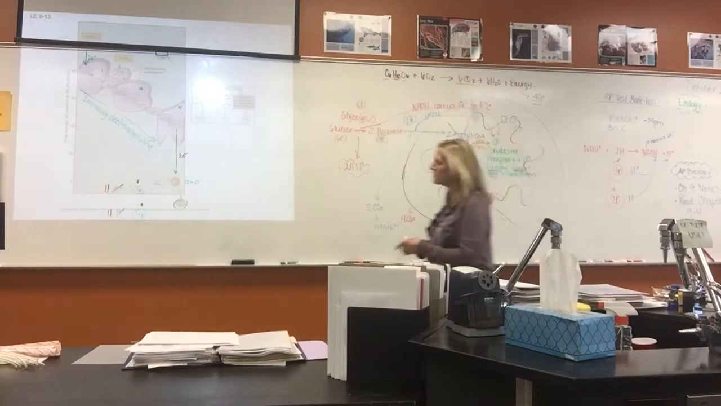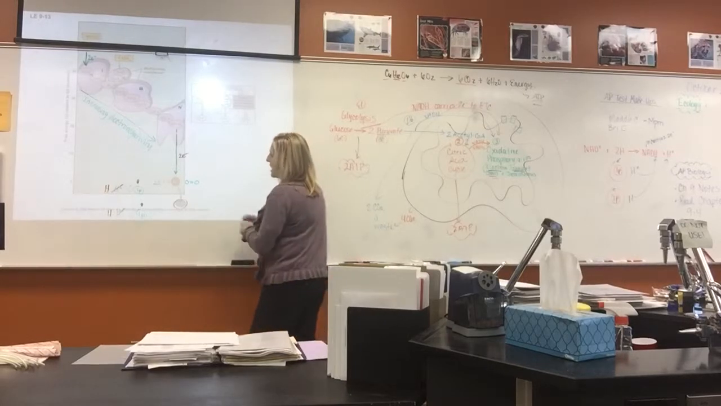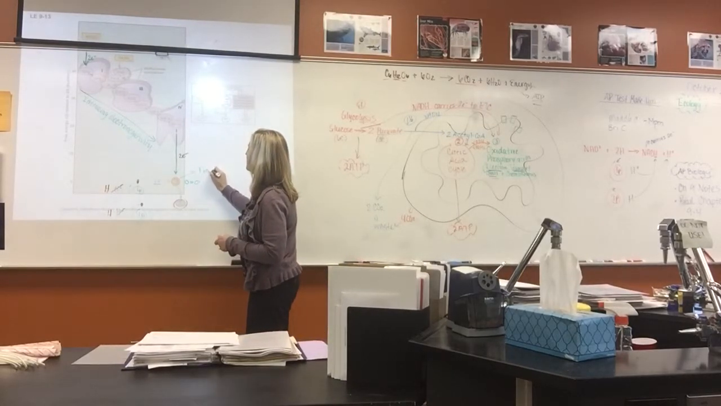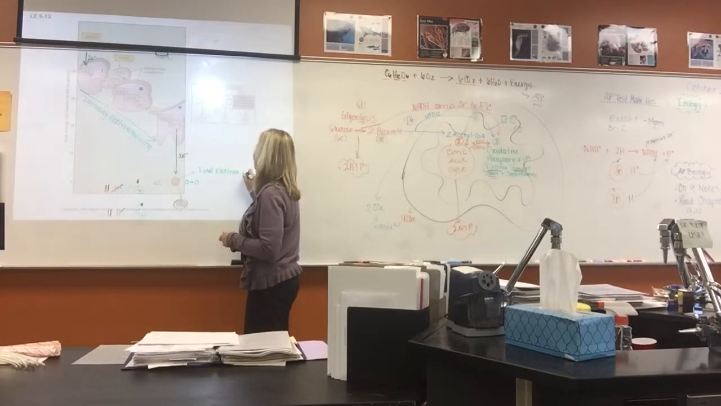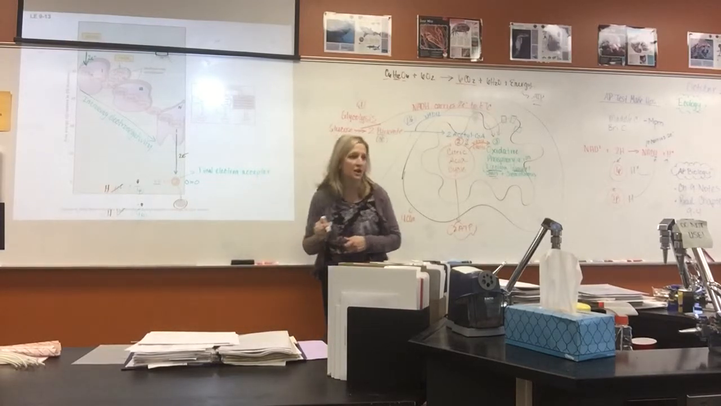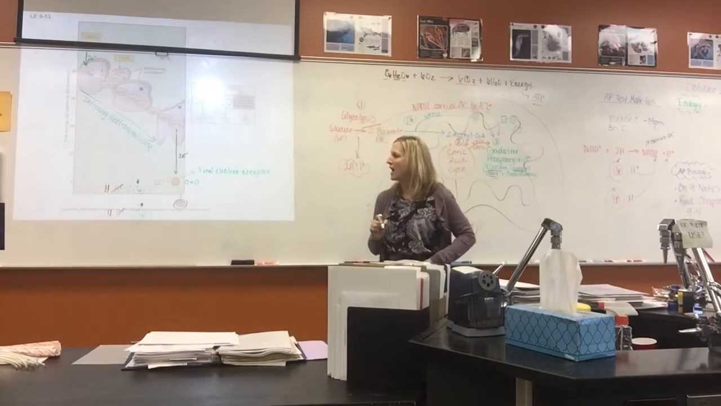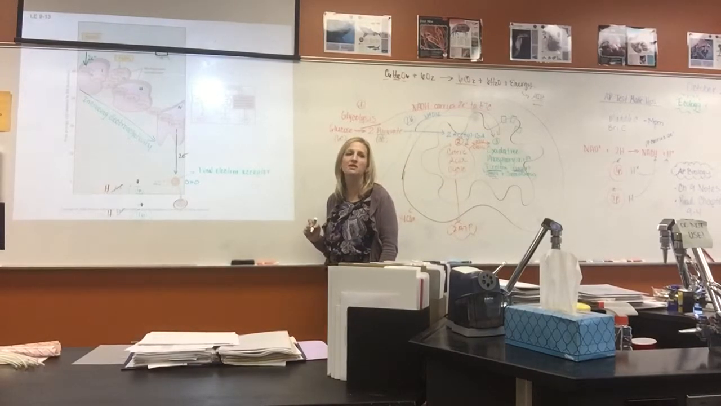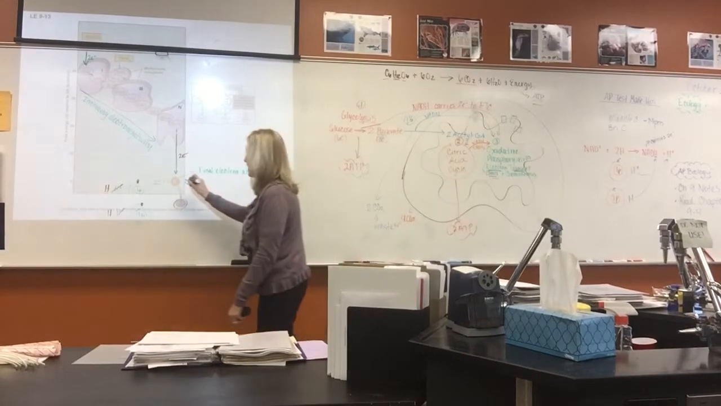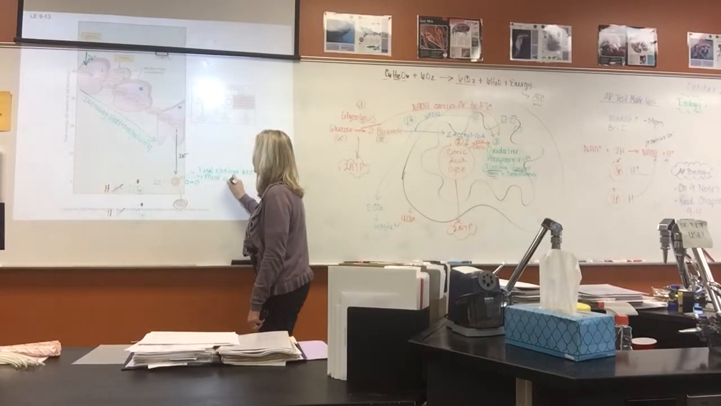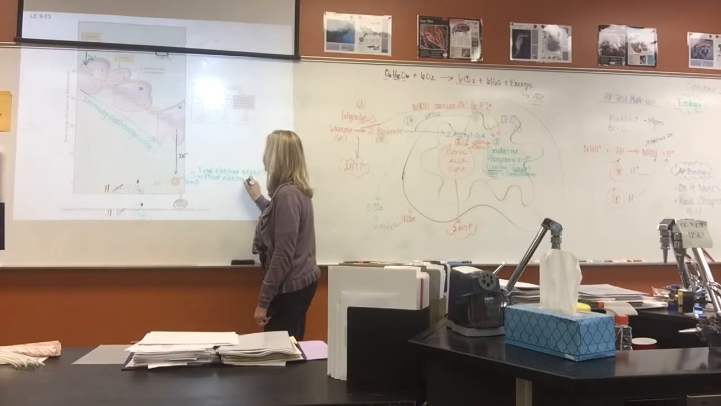So what's the role of the oxygen? The oxygen is what we call the final electron acceptor, because it's the last thing that the electrons going down the electron transport chain are going to meet up with. Why do the electrons go to oxygen? Because it's the most electronegative out of all of them.